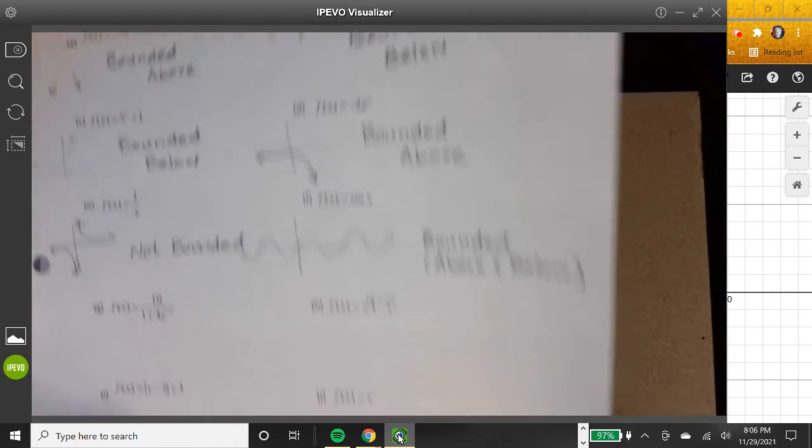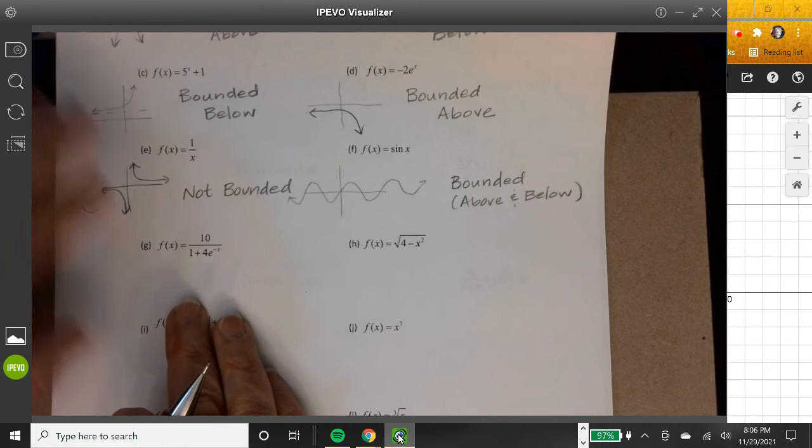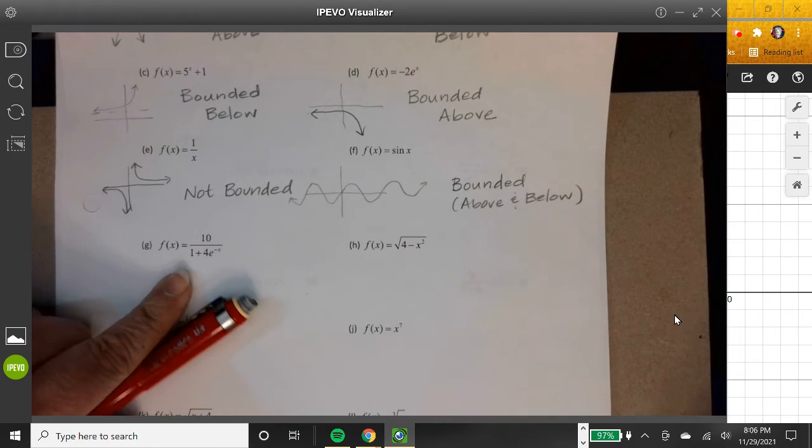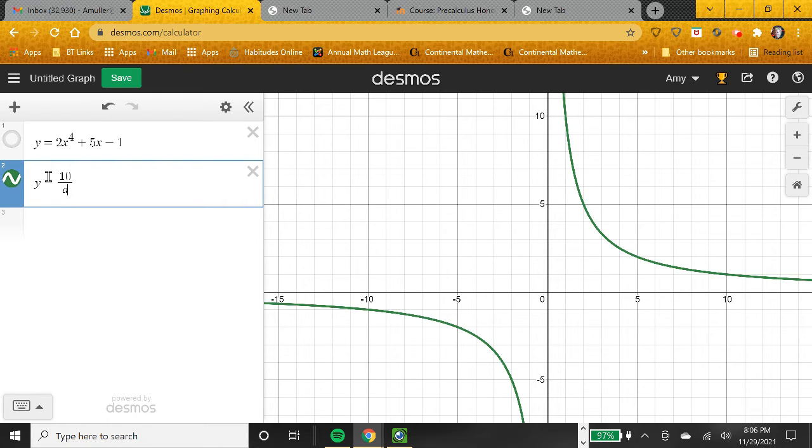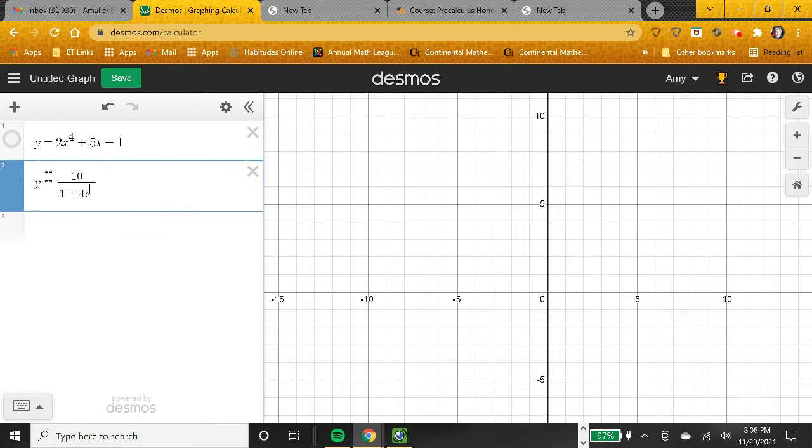All right. Now this one, I don't expect you know what this one looks like, okay? So let's graph that one. G, which is y equals, I'm going to put a division bar, and that's going to be 10 over 1 plus 4e raised to, I've got to use parentheses, negative x.